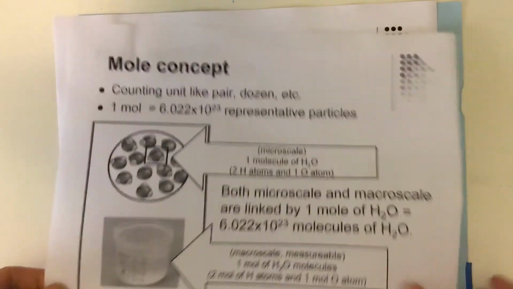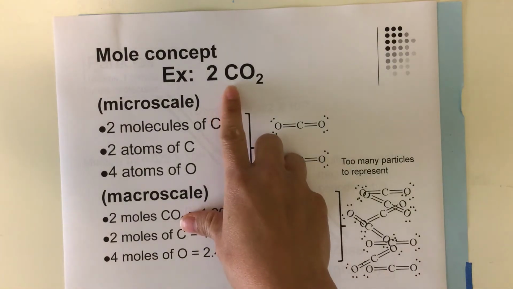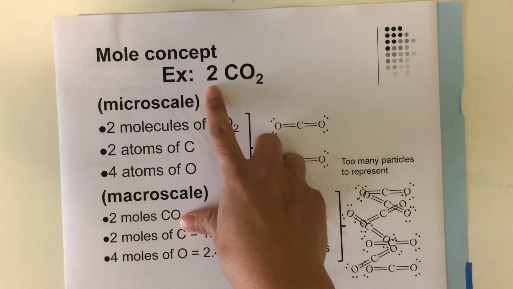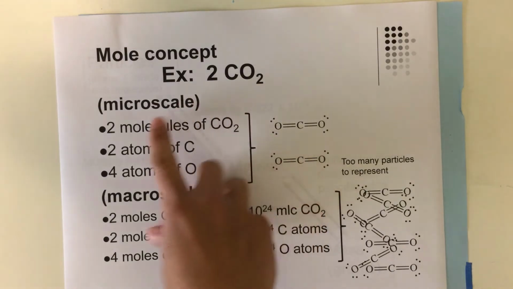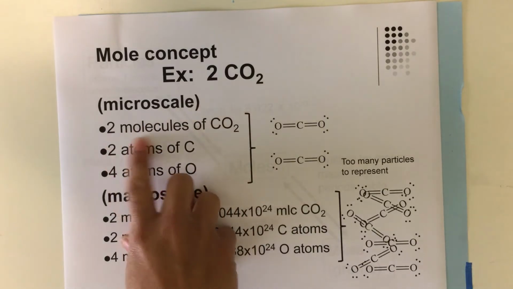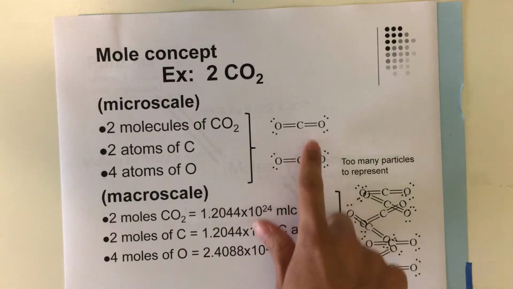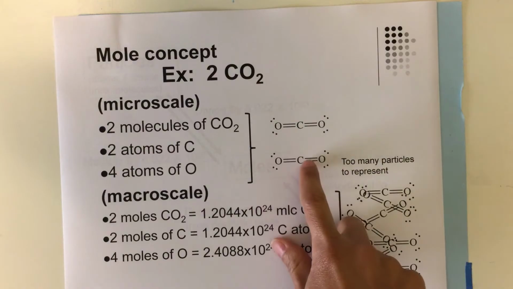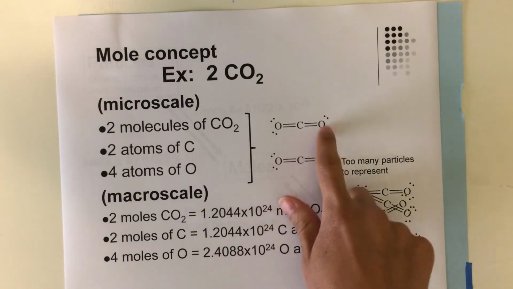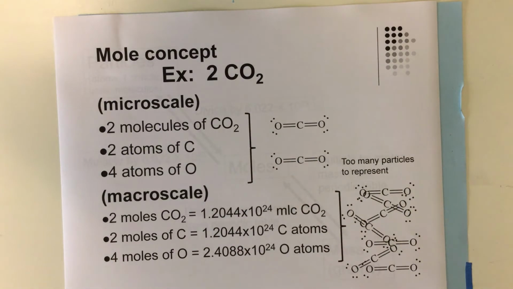So get through that concept. Here's another idea that would help you. Here I have, in a balanced equation, we oftentimes see these coefficients as well as subscripts. So what this represents on a microscale is 2 molecules of carbon dioxide. And this is a visual way to see the 2 molecules of carbon dioxide, which means we have 2 carbon atoms and 4 oxygen atoms, according to this microscale drawing.